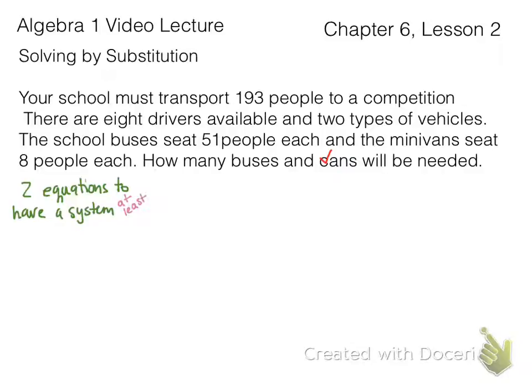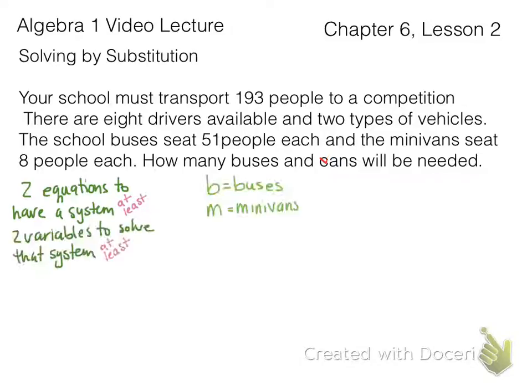All right, so we need at least 2 equations to have a system. You can obviously have a system that has more than 2 equations, but it has to have at least 2 to be a system. Since we need 2 equations, we need at least 2 variables. Well, here are my 2 variables, buses and minivans. We need to figure out how many we need of each.